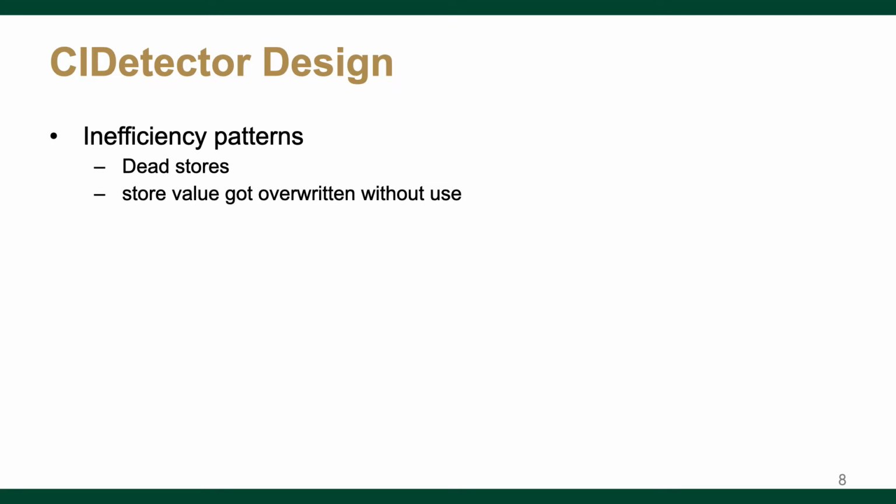Our tool can catch some inefficiency patterns. First, it can detect dead stores. A dead store means storing values to the same memory location with no intervening load between them. For example, a memory address is first assigned 1 and then assigned 2. Between these two operations, there is no load, which makes the first store operation redundant.